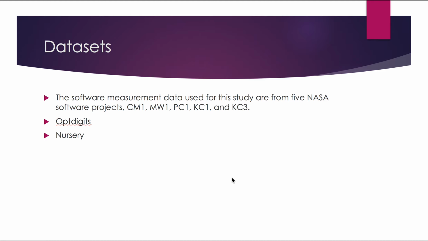all of them. The CM1 project, written in C, is a science instrument system used for mission measurement. The MW1 project, written in C, is the software from a zero gravity experiment related to combustion. The PC1 project, written in C, is flight software from an Earth orbiting satellite.